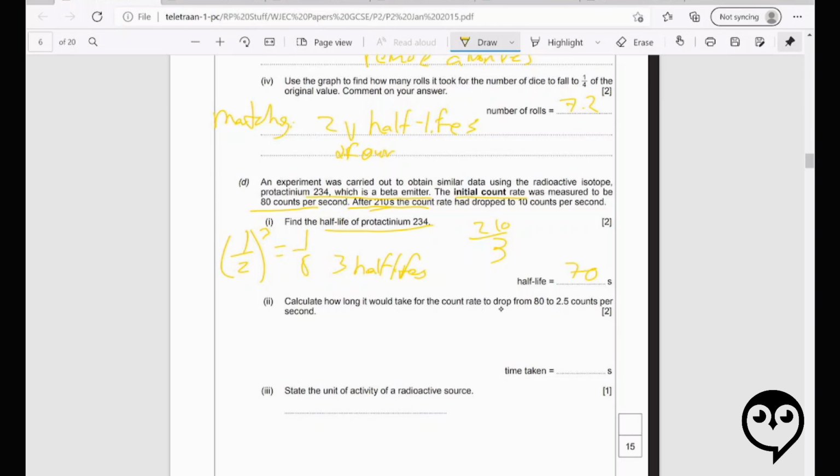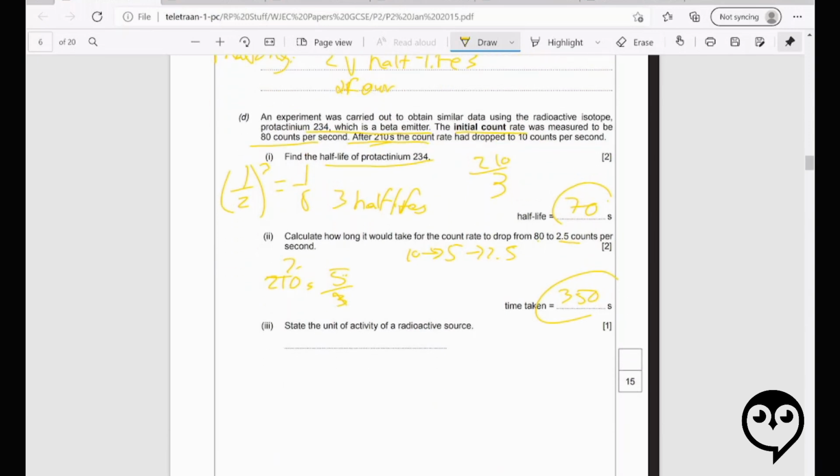Okay, calculate how long it would take for the count rate to drop from 80 to 2.5. Well, it would be just a little bit longer then, wouldn't it? If we've got 10 to 5 is another half-life, and then 2.5, so that's 5 half-lives. So if a half-life is 70, then I guess it'll be 5 times that. It'll be 350 seconds. Maybe the other way you could do it is you could say, hey, I'm at 210 seconds, and I need to do 5, and this 210 corresponded to 3 half-lives. What's it going to be for 5 half-lives? Yeah, and if you do the math here, that's 70 times 5, so I think we got it.